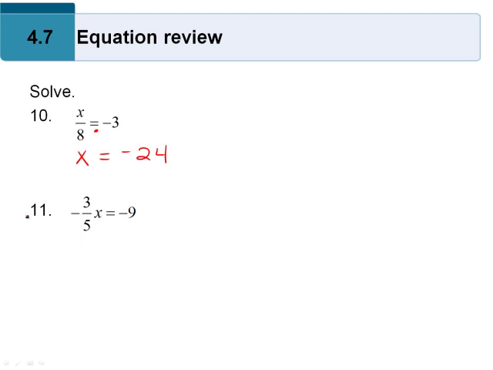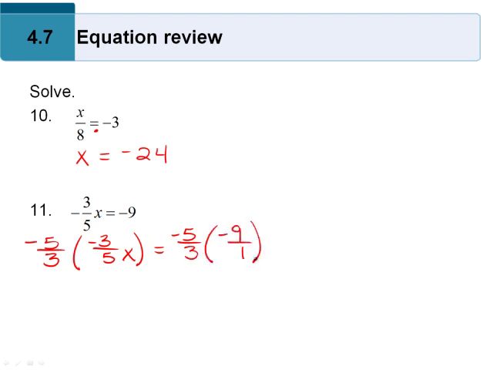Now, number 11, we're trying to get rid of a fraction there. So whenever you have a fraction right beside the variable, you want to use the reciprocal. So I'm going to multiply by negative 5/3 on the left side and have negative 3/5 x, and then negative 5/3 on the other side times, and I'm going to put negative 9 over 1. Okay? So on the left, everything cancels out to just ones everywhere, and all we're left with is positive x, which is what we want.